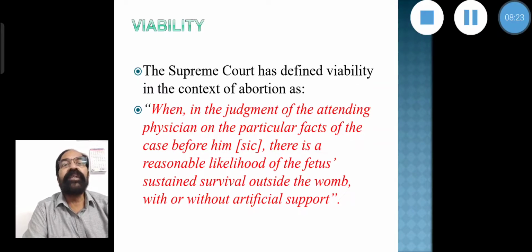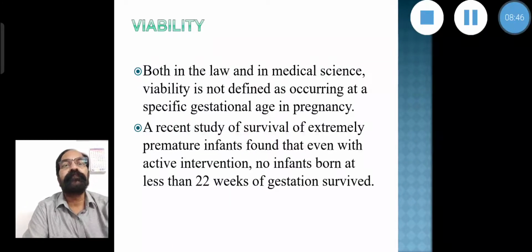The Supreme Court has defined viability in the context of abortion as when, in the judgment of the attending physician on the particular facts of the case before him, there is a reasonable likelihood of the fetus's sustained survival outside the womb with or without artificial support. That is viability. In both the law and medical science, viability is not defined as occurring at a specific gestational age in pregnancy. A recent study of survival of extremely premature infants found that even with intervention, no infants born at less than 22 weeks of gestation survive.